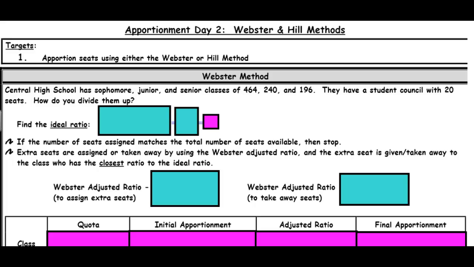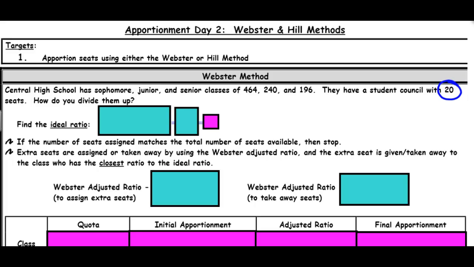Alright, so today our goal is to talk about Webster and Hill methods. So we're going to continue on with the exact same example that we had used before. We have Central High School and we're talking about the sophomores, juniors, and senior classes. So we still have 20 seats that we are working with. Okay, so always make sure you guys know how many seats we have.